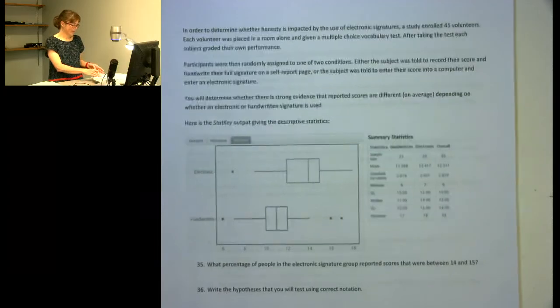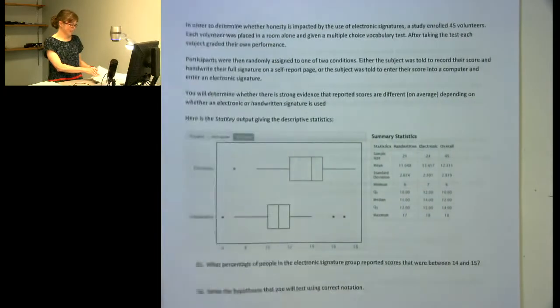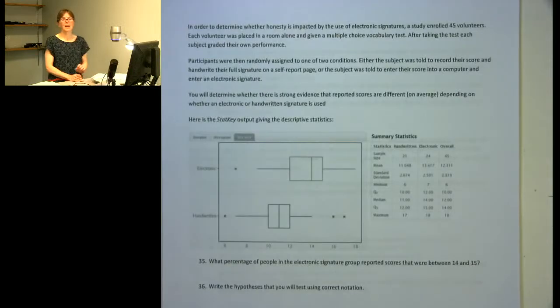Okay, this video is going to work through the review questions 35 through 39. And these are all related to the scenario here. In order to determine whether honesty is impacted by the use of electronic signatures, a study enrolled 45 volunteers. Each volunteer was placed in a room alone and given a multiple choice vocabulary test. After taking the test, each subject graded their own performance.